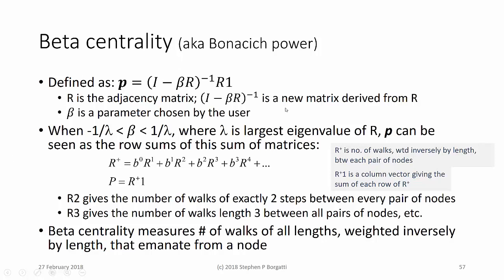Now, here's what's interesting about it. Under the right conditions, when beta happens to be between these two values, and I'll explain what they are in a second, then this bit that's in the parentheses and inverted is equal to an infinite sum of matrices. Now, let me get back to what these two parameters are first. Lambda is the largest eigenvalue of R.